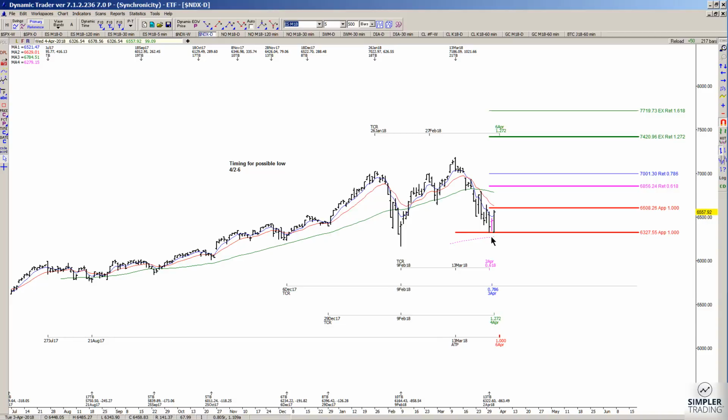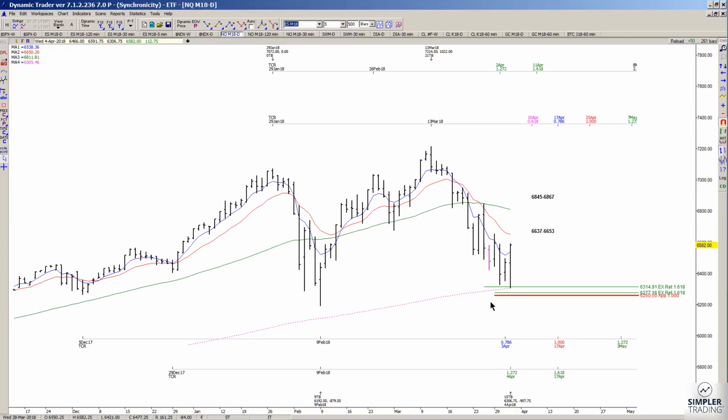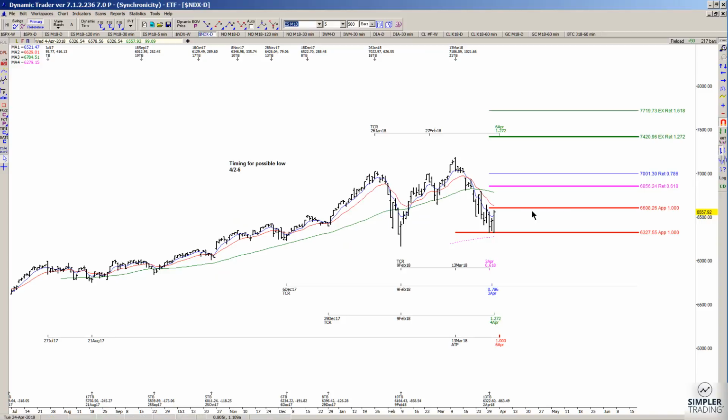Now the actual low was made on the 2nd as far as the Nasdaq cash. As far as Nasdaq futures, it was made today on the 4th. So bottom line, we're in the time window to watch for a possible reversal. So we had both key price support, you saw a little bit more of it on Nasdaq cash weekly, and also the timing that you can see on this Nasdaq cash daily.